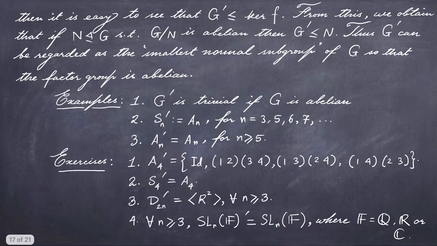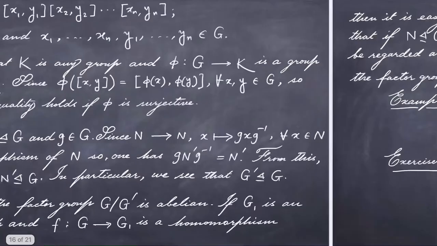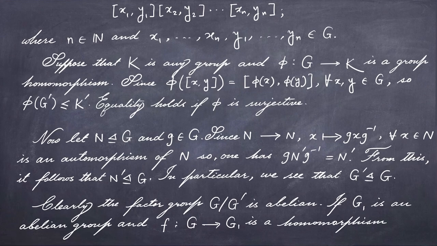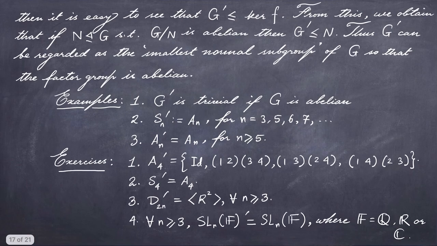This immediately gives us that if N is a normal subgroup and G mod N is abelian, then by considering the quotient map from G to G mod N, we immediately obtain that G prime is contained inside the normal subgroup N. So G prime can be regarded as the smallest normal subgroup of G such that the factor group is abelian.